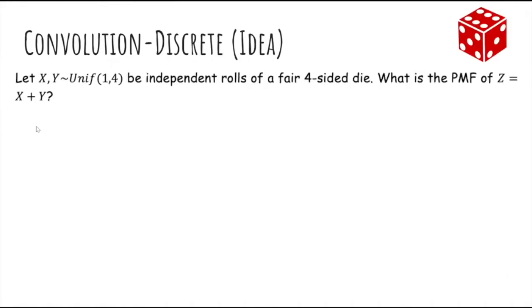Let's say X and Y are independent rolls of a fair four-sided die. What is the PMF of Z, which is X plus Y? Again, the range of Z is from 2 to 8 because the smallest value is 1 plus 1, and the largest value is 4 plus 4. So we're interested in the probability mass function of Z, the probability that Z has a particular value little z.